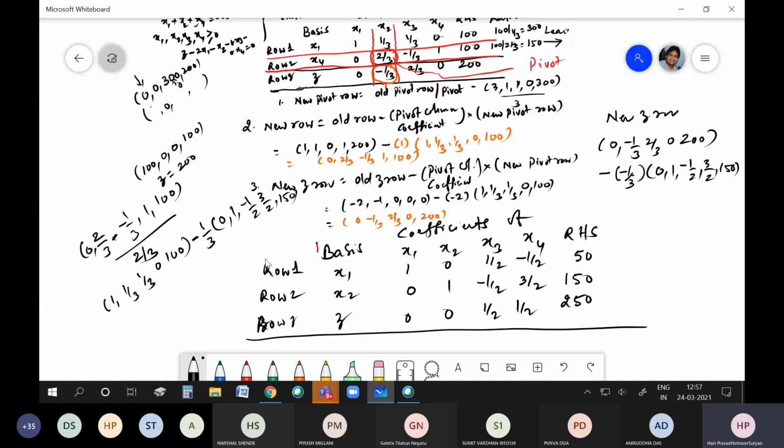So this will be my new table. What is the basic solution corresponding to this?